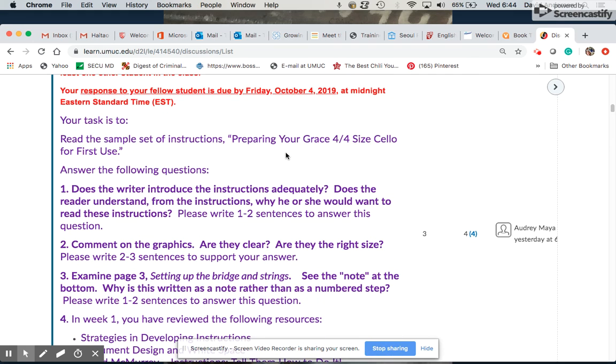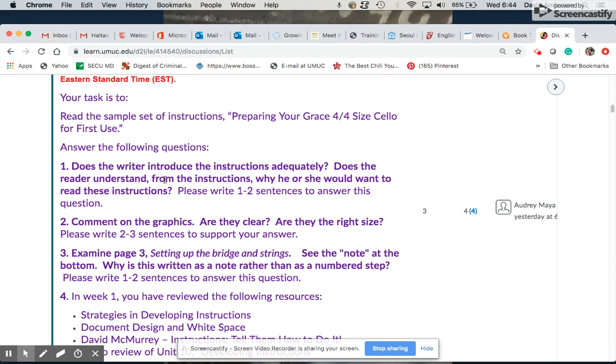And then 2, take a look at this particular set of instructions, preparing your 4/4 cello for its first use, and answer these individual questions. You are looking at very specific elements of that technical writing. Post that by midnight tonight, October the 2nd.